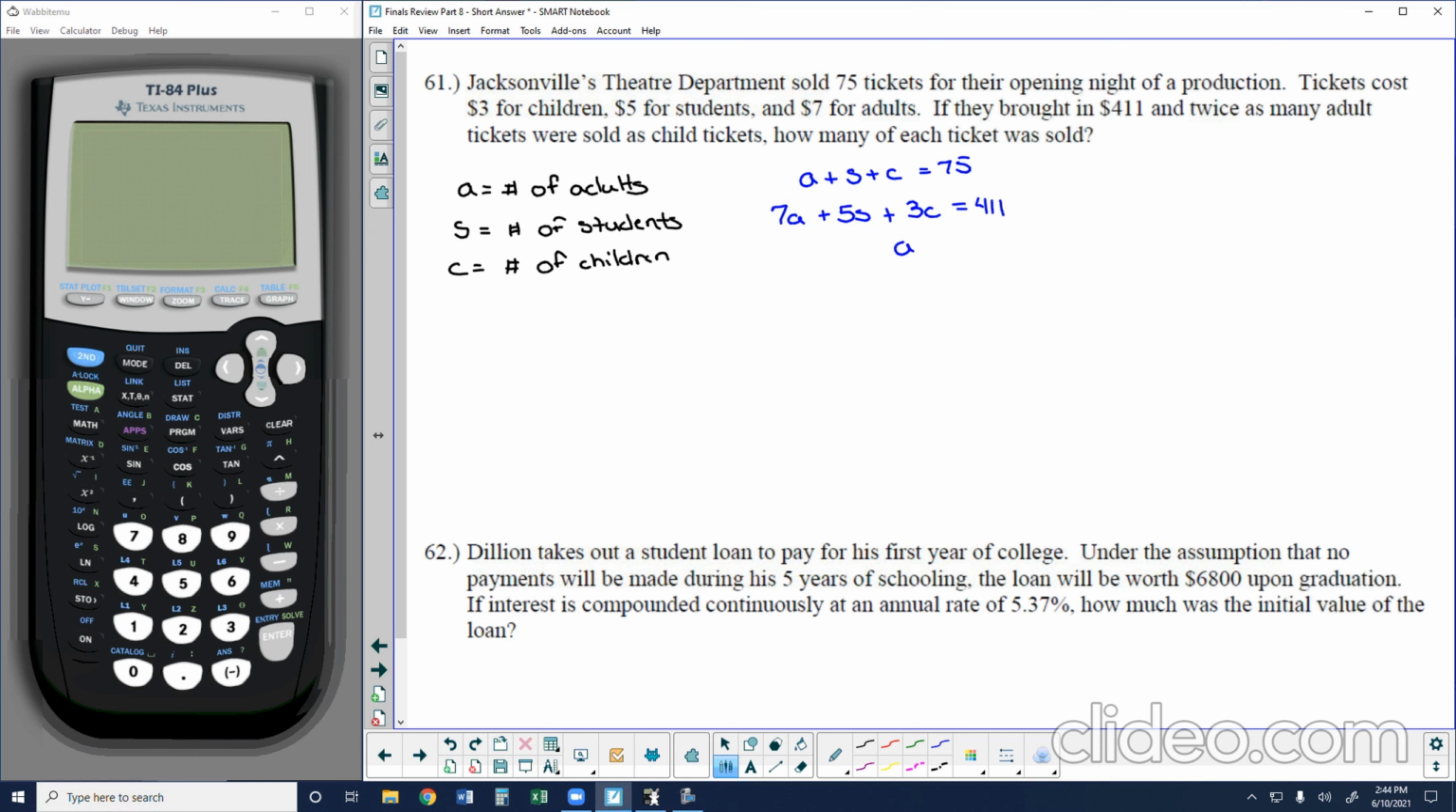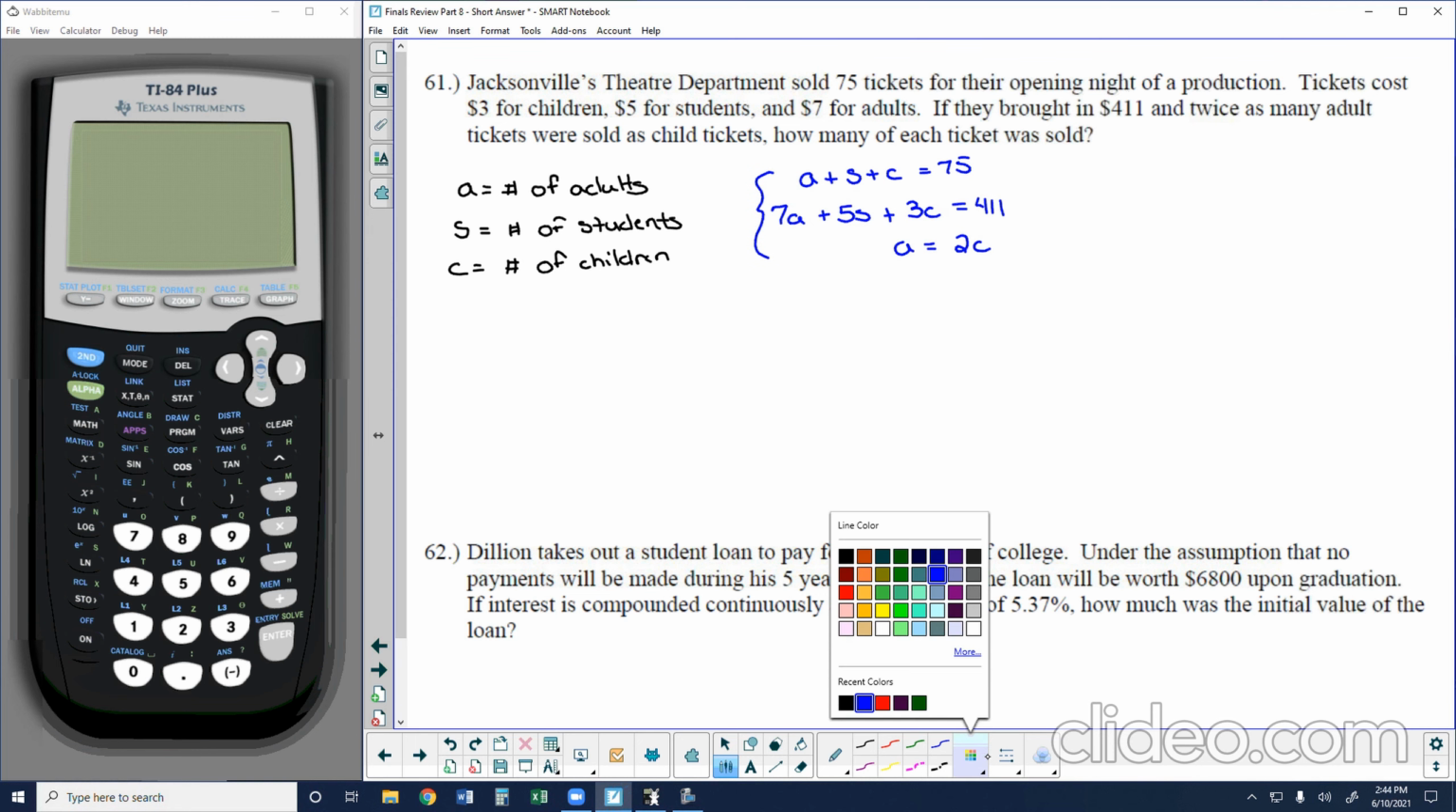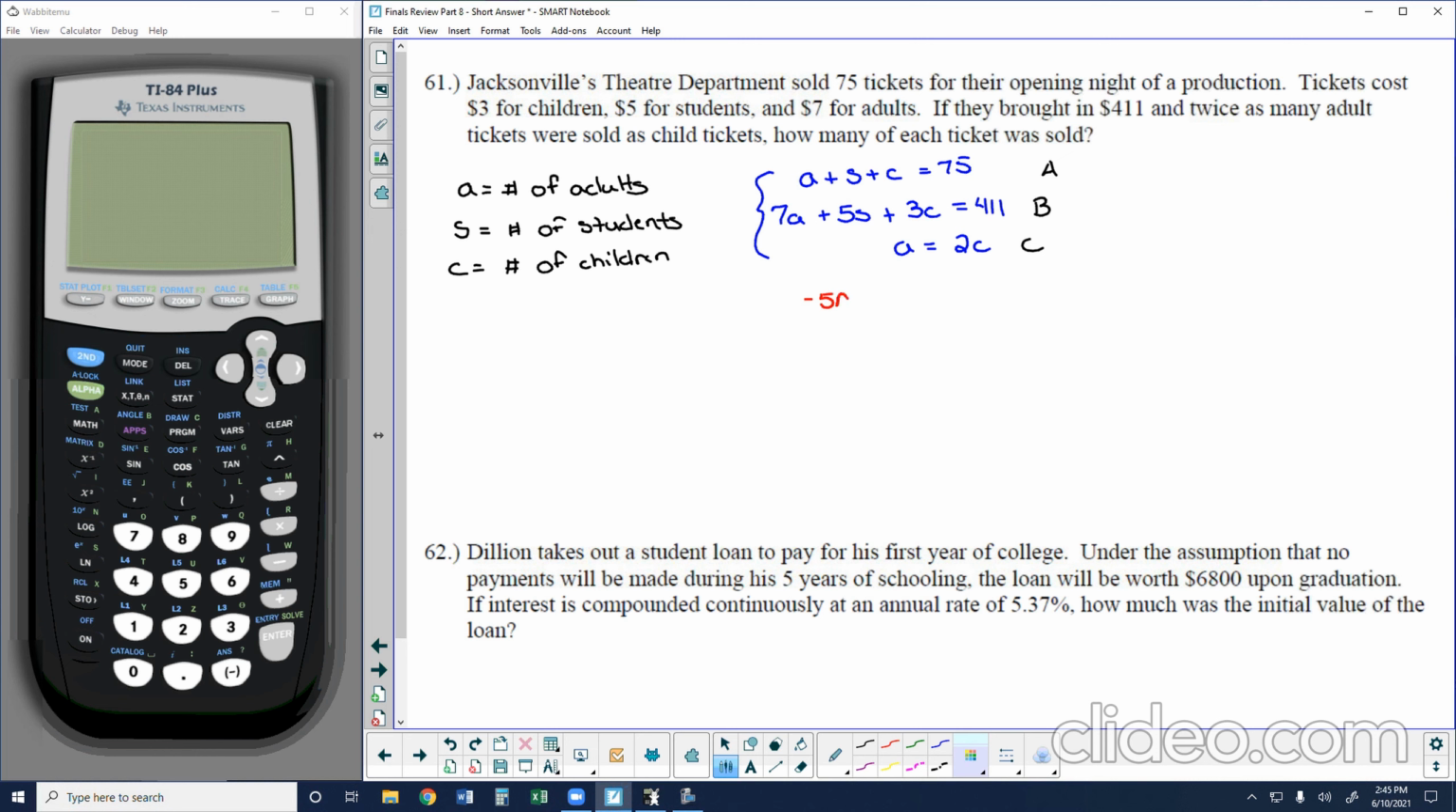So the adult tickets would be equal to 2 times the children tickets. And this is a system of equations that we need to solve. Now let me go ahead and label these equations as A, B, and C. Notice that C only has 2 variables, A and C. So if I can use equation A and B to eliminate S, then I can work with a 2-variable system of equations. So what I'm going to do here is take A and multiply by -5.